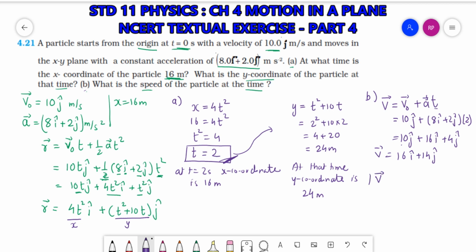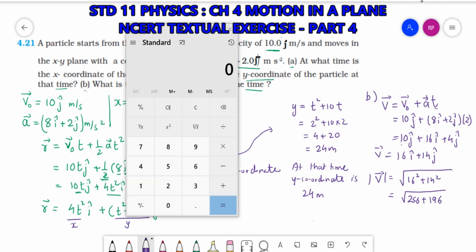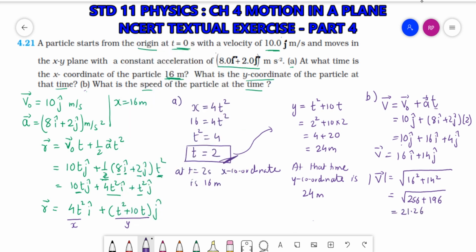So to find out the magnitude, I will use under root of vx square plus vy square. So 16 square plus 14 square. Okay, so 16 square, that is equal to 256, plus 14 square, that is 196. We need to take a square root, so let's calculate. 256 plus 196, square root, it's 21.26. So this is equal to 21.26 meter per second. Okay, so speed of the particle at t equal to 2 is 21.26 meter per second. Clear? Okay, so this was about 4.21. Just note it down.